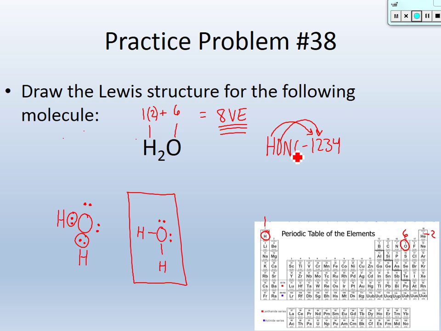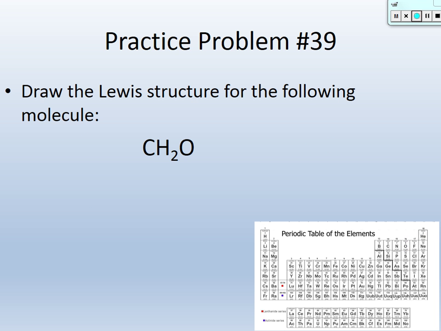Let's go to practice problem number 39. And I want to go through this one with you. There's a new trick to this one that I would like to go through and do this one with you. So let's start. Let's see, this carbon's right here, has 4 valence electrons.